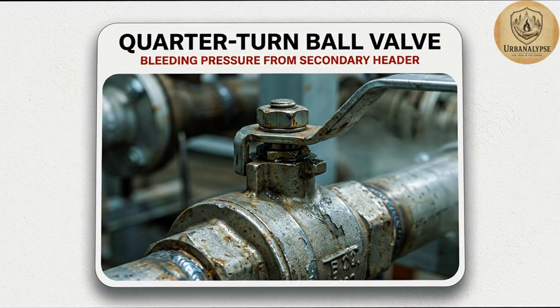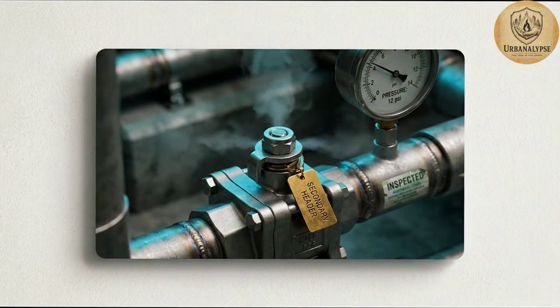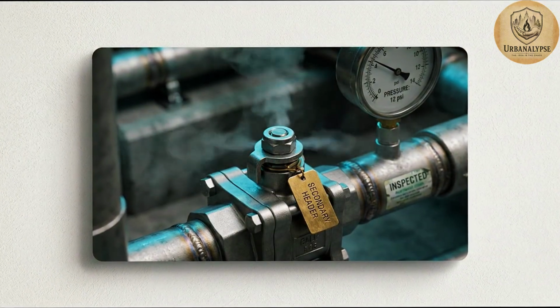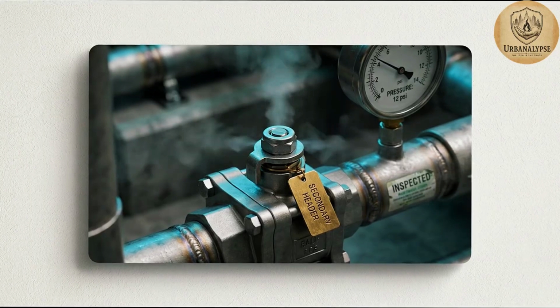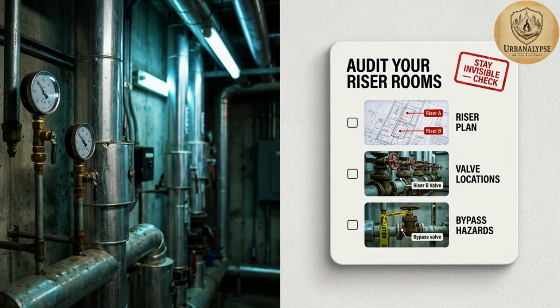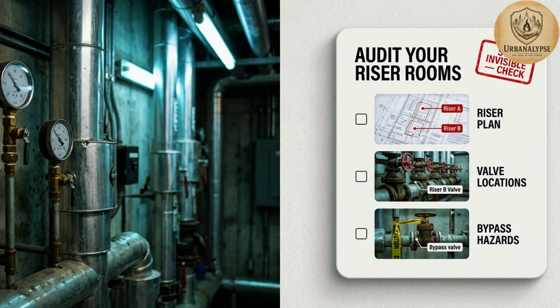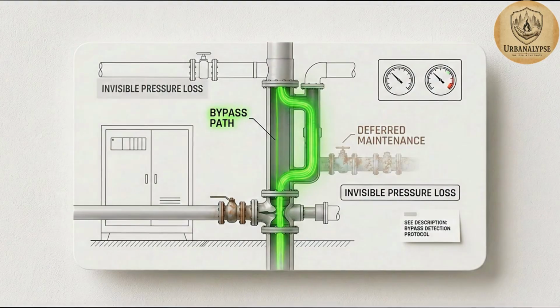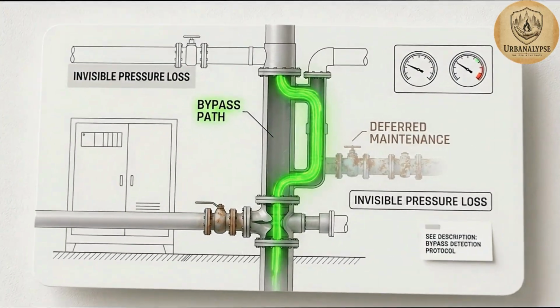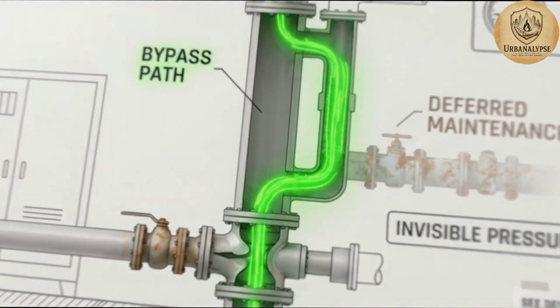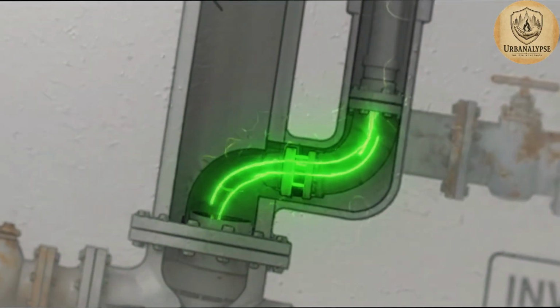I found one in my own building. A quarter-turn ball valve on the mechanical floor, left open after a renovation, bleeding pressure from the secondary header. Stay invisible and audit what is in your riser rooms. This class of loss becomes invisible under deferred maintenance until the system fails. Bypass detection protocol is in the description.